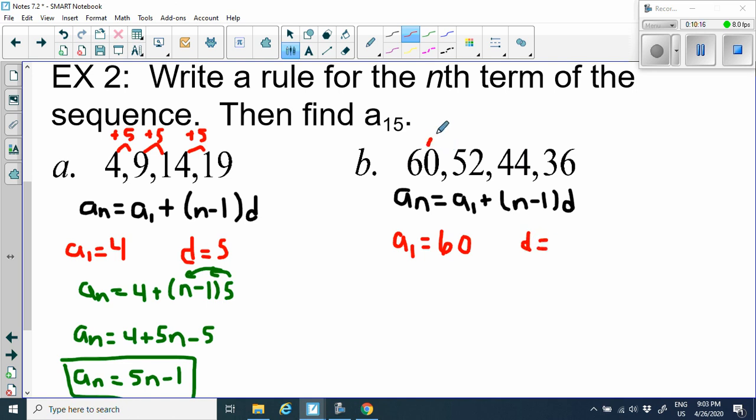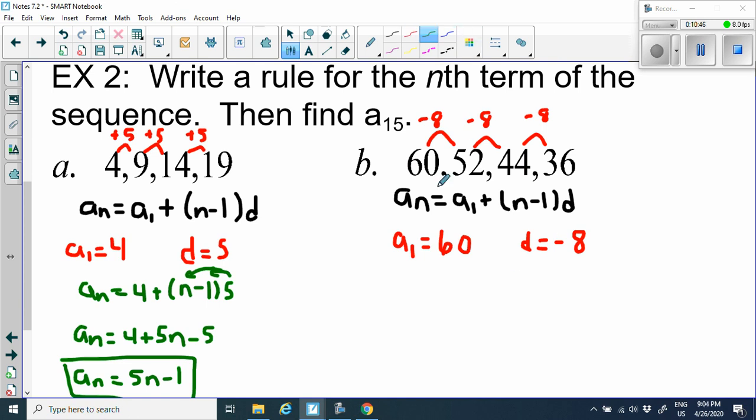Now we need to determine the common difference, or the d value. So if we go from 60 to 52, this is actually decreasing. We're decreasing by 8, so I'm subtracting 8. Then 52 to 44, I'm also decreasing. And then 44 to 36, I decrease or subtract 8. So that means my common difference is minus 8. You do have to include that negative sign because we are decreasing.